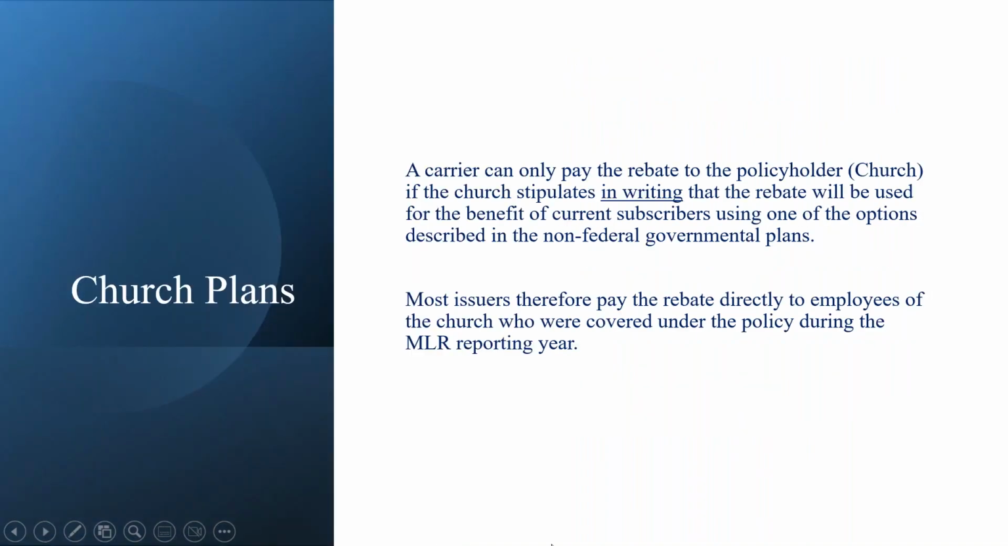Church plans, a carrier can only pay the rebate to the policyholder church if the church stipulates in writing that the rebate will be used for the benefit of current subscribers. So really what happens is if you have a church plan, the carrier is going to pay the rebate directly to the employees of the church. That is, of course, assuming that the carrier is making the distinction among church plans. It may not be a distinction that they follow, whether it's subject to ERISA or not, but that is the rule related to church plans.